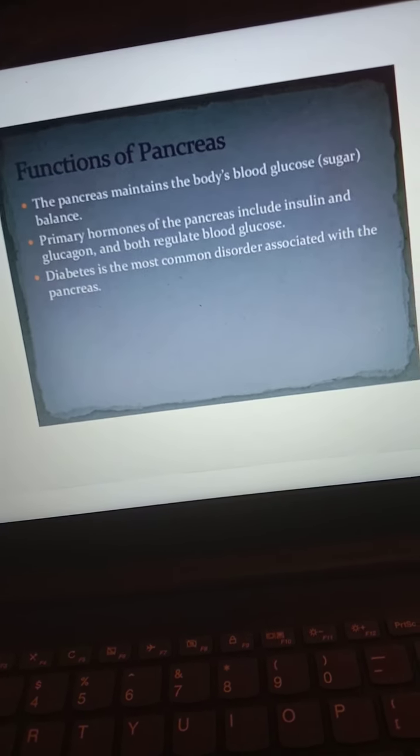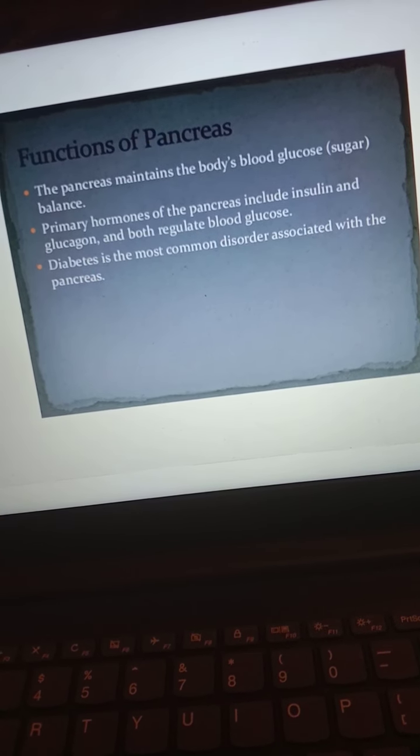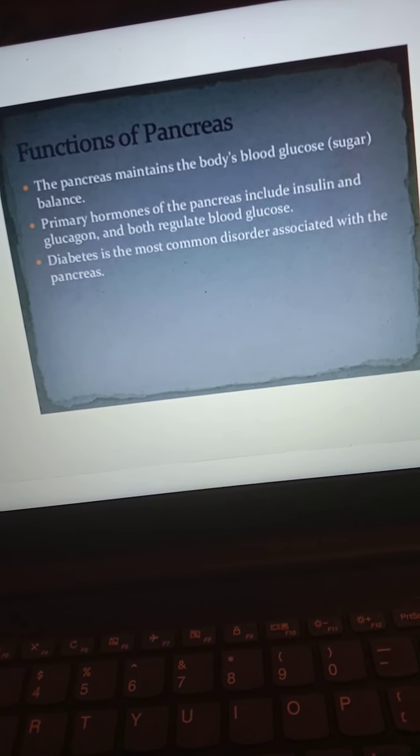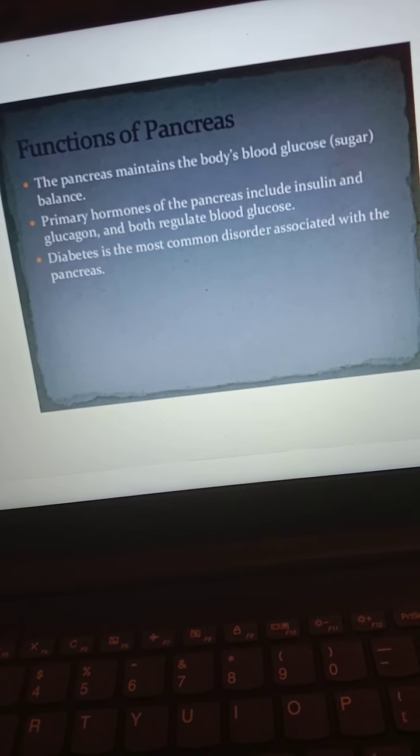We all know that the primary hormones of the pancreas include insulin and glucagon, and both regulate blood glucose level. Diabetes is the most common disorder associated with the pancreas.